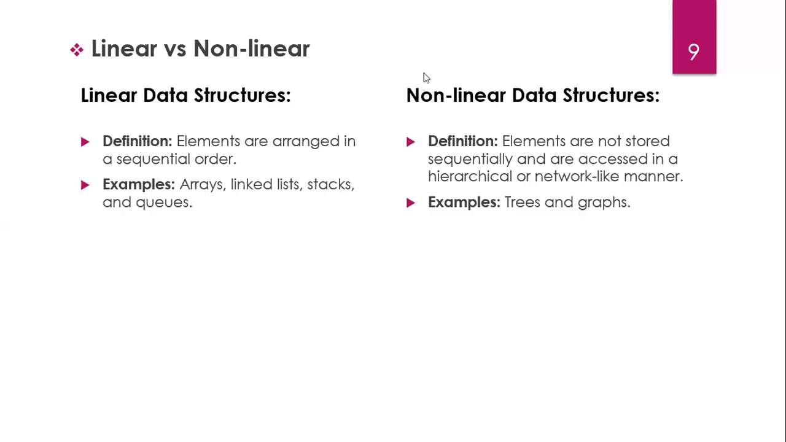Okay. Now let's move to the difference between this linear data structure and the non-linear data structure. The linear data structure, exactly what I explained before this: elements are arranged in a sequential order. The elements should be arranged in sequential order.